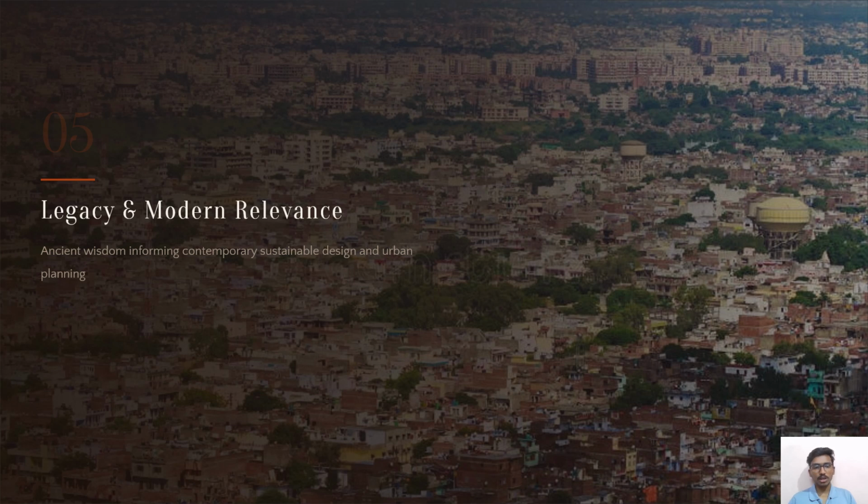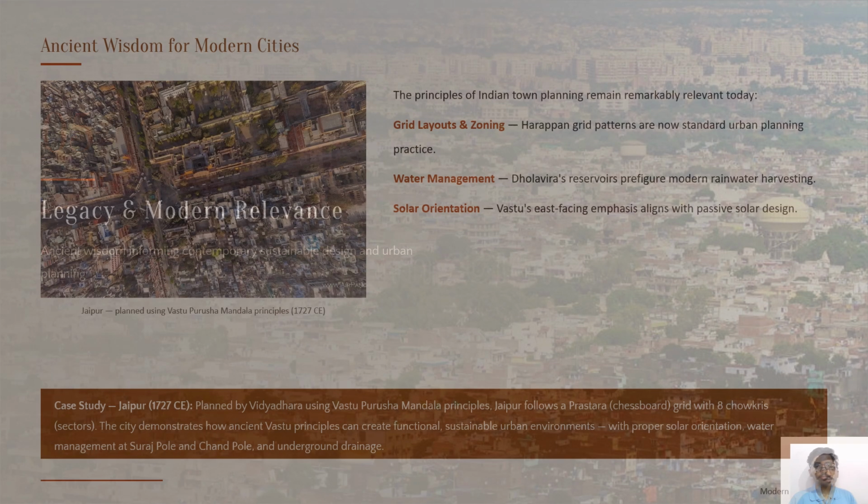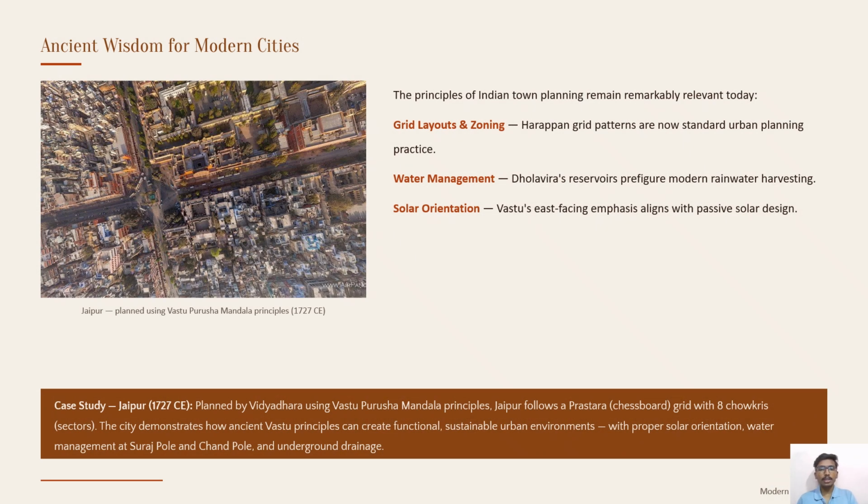Legacy and modern relevance. Ancient wisdom informing contemporary sustainable design and urban planning. The principles of Indian town planning remain remarkably relevant today. Grid layout and zoning: Harappan grid patterns are now standard urban planning practice. Water management: Dholavira's reservoirs prefigure modern rainwater harvesting. Solar orientation: Vastu's east-facing emphasis aligns with passive solar design.